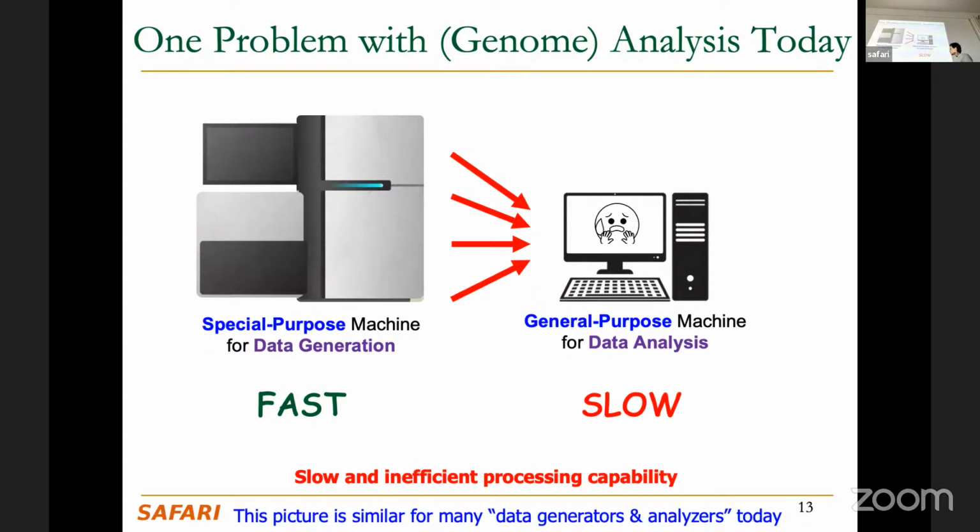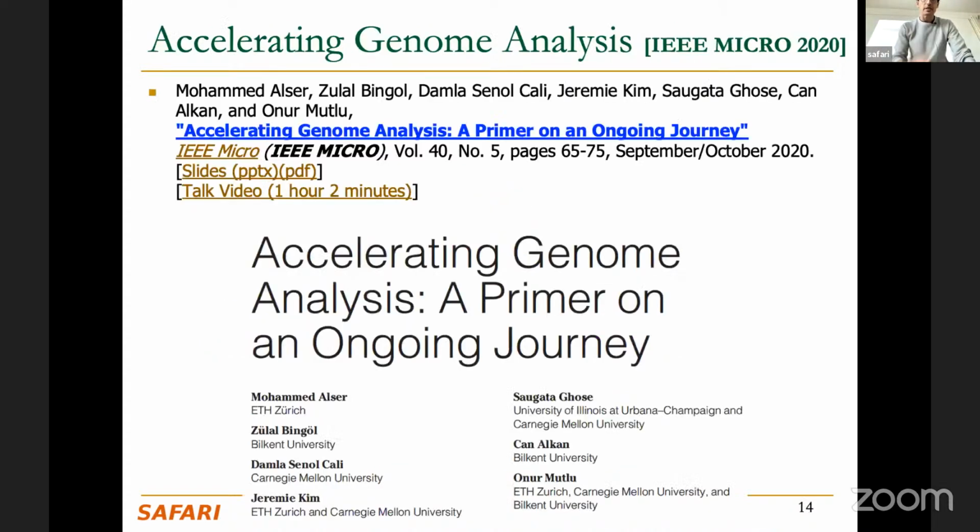And what you see here on the screen applies not only to genome analysis and to genomic data, but also to many other data generators and analyzers. So it's important to figure out ways of accelerating all these processes. That's one of the things that our group discussed, led by Mohammed Alser. You know him as well, because I think he was teaching last week. What they discussed in this summary work, Accelerating Genome Analysis, a Primer on an Ongoing Journey.